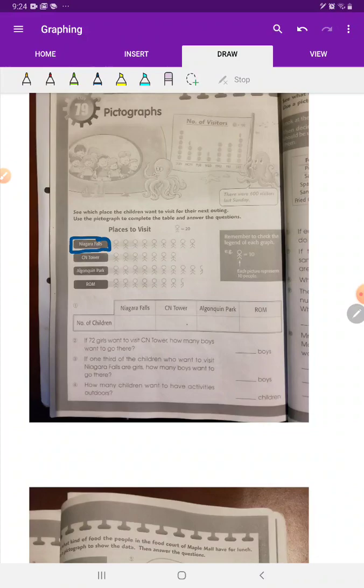Okay, Niagara Falls is a waterfall. Okay, the CN Tower is inside. Okay, Algonquin Park is a park, so it's outside. And the ROM is a museum, so that's inside. Okay, and this is just going to help you out with question number 4, where it's asking you about activities outdoors. Okay, and that should be all.